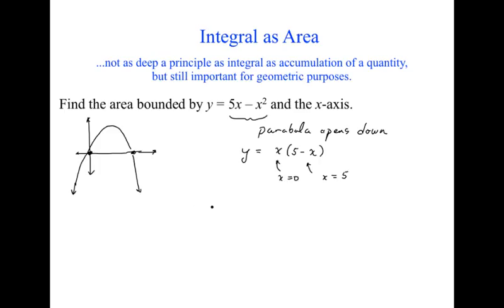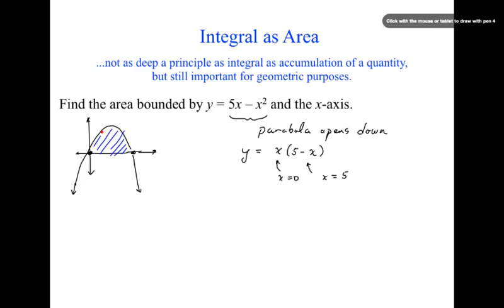Now that we've got our sketch, we want the area bounded by y equals 5x minus x squared and the x-axis. That clearly is this region right here. What we want to do is consider what we call a typical strip. A typical strip is like a really thin rectangle.